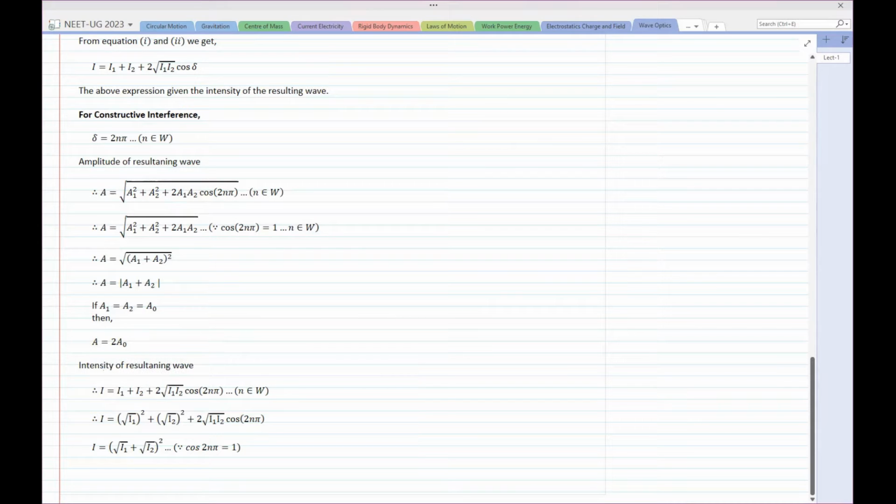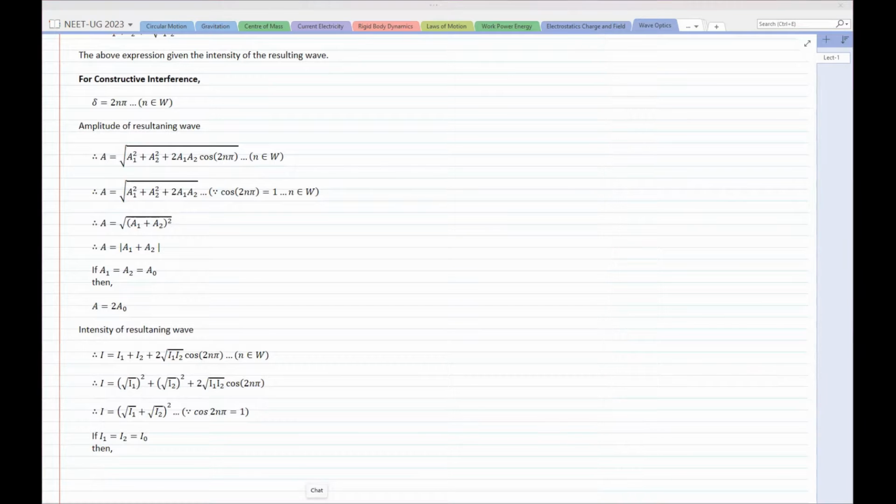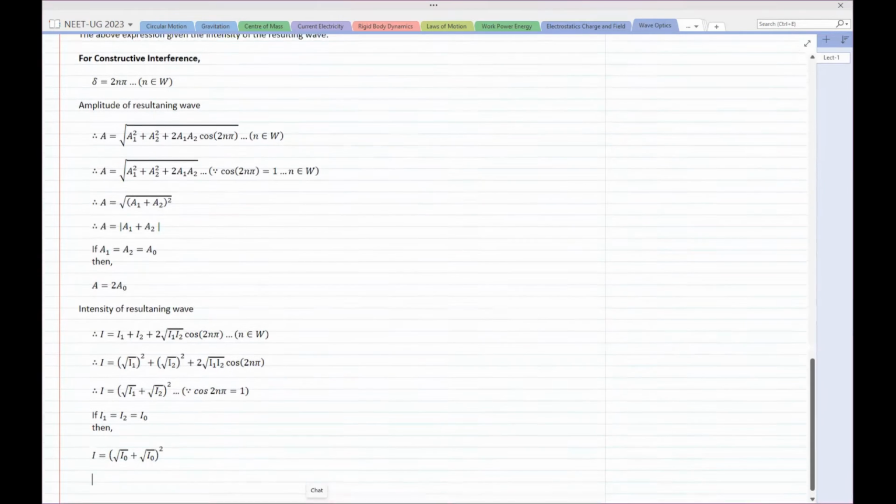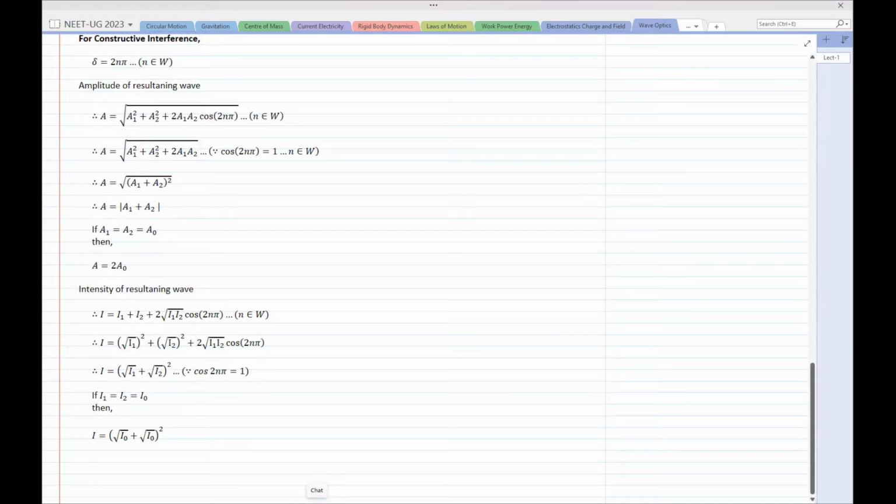Intensity. Okay. And then if they are the same, means if the intensity of the first wave is equal to the intensity of the second wave, equal to some I naught, then I is equal to (root I naught plus root I naught) the whole square, which makes it 4 times I naught. So intensity is not simply added.